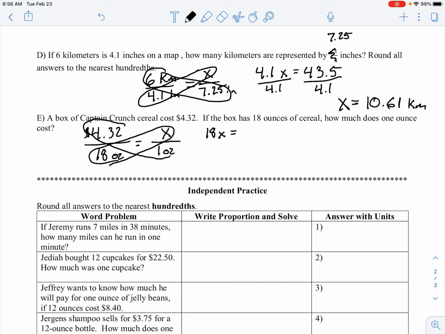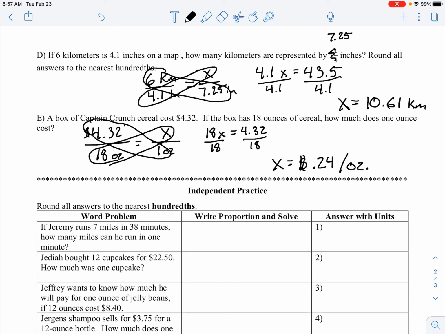18 times x is equal to, well, $4.32 times 1 is just $4.32. Divide both sides by 18, and we get x equals 4.32 divided by 18, which will give us 0.24. So each ounce of cereal in this box is going to cost almost a quarter, 24 cents for an ounce of cereal. So 24 cents per ounce, a unit rate for our answer.